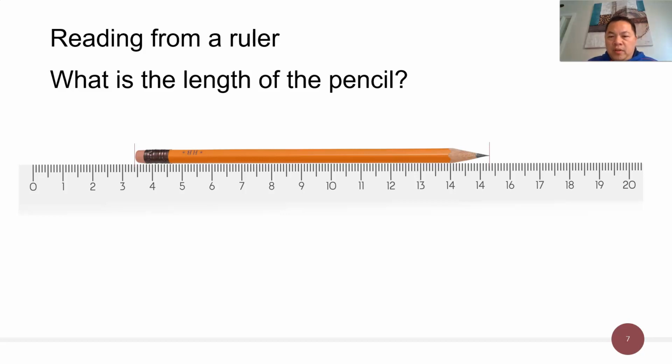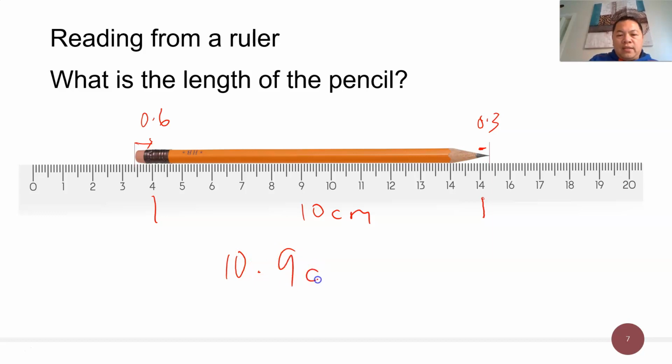Don't be too worried about it. What you need to do is look at the big units first. From here to here, these are the big units that are being covered. So from 4 to 14, we know is 10 cm. What about these small little gaps here? This small little gap here is 0.3, and this small little gap here is 0.6. So the total will be 10.9 cm. So far okay, everyone?